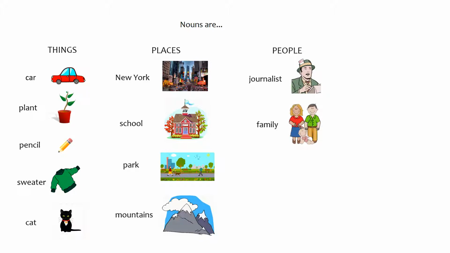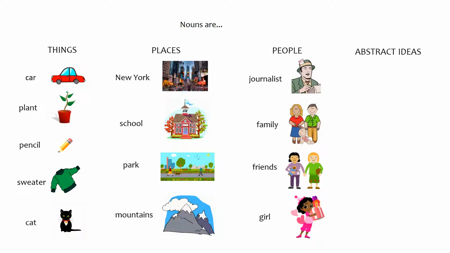Nouns can also be people. Journalist, family, friends, girl.